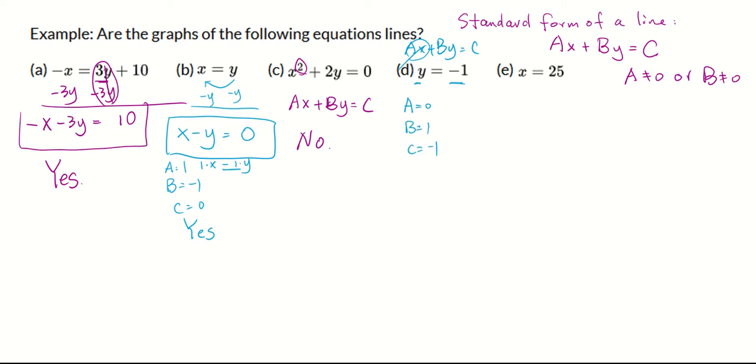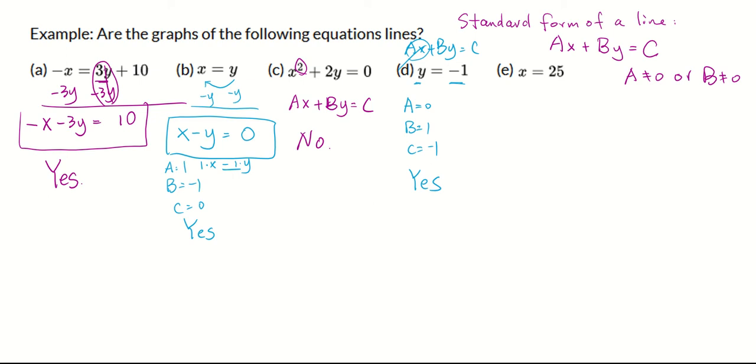Well, does it represent a line? Well, here a and b are not 0 at the same time, right? Only a is 0, b is not 0. So yes, the graph of this equation is still a line.